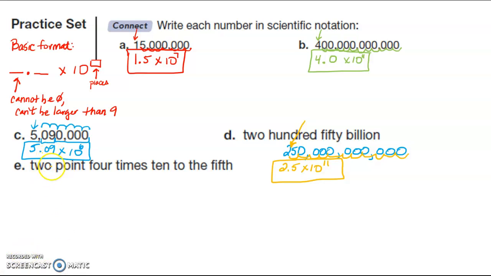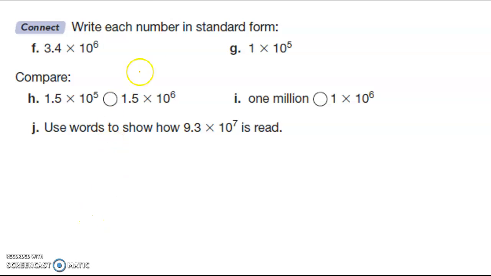And then this one, it tells you exactly what it's supposed to be. 2.4 times 10 to the 5th. Okay. Let's see, it says write each number in standard form. So I'm going to go ahead and say 3.4, and I know that I have to go 6 places in that direction because it's positive. So I have 1, 2, 3, 4, 5, 6.